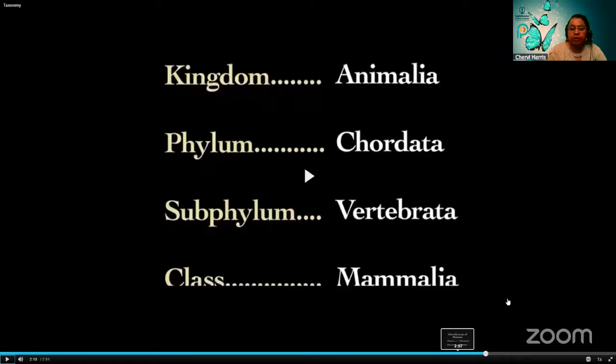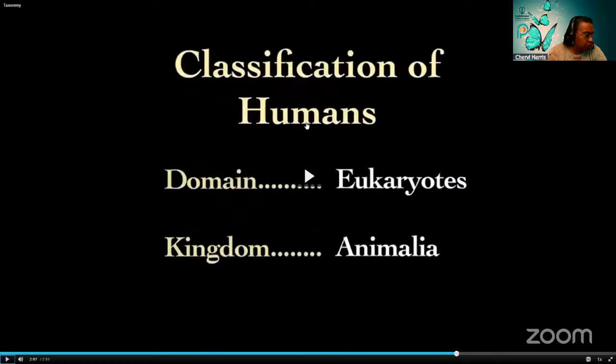If we were classifying humans, we would start with the broadest of categories, which would be the domain. That would be eukaryotes because we are made up of cells that have a nucleus. You need to know the definition of eukaryotes. It's an old vocabulary word, but make sure you know it, because when we do dichotomous keys, or a system of naming, one of the characteristics is whether it is a eukaryote or a prokaryote. Eukaryotes have cells that have a nucleus and prokaryotes don't.